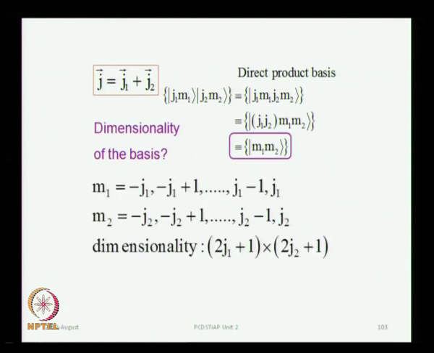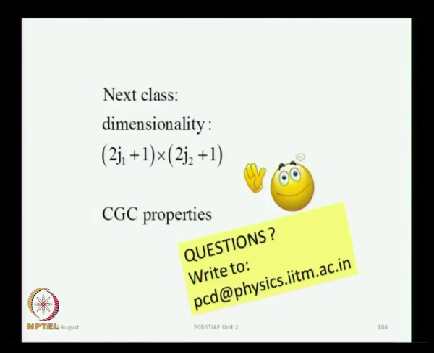So, the dimensionality of the direct product basis is not very difficult to see, it is obviously 2 J1 plus 1 times 2 J2 plus 1. The dimensionality of the coupled basis is not obvious, we expect it to be equal to this. But it is not obvious, at least for the beginner. For the experts amongst you, you know the answer, and I hope that you also know the proof for that. Okay? So, we will discuss the proof for that.